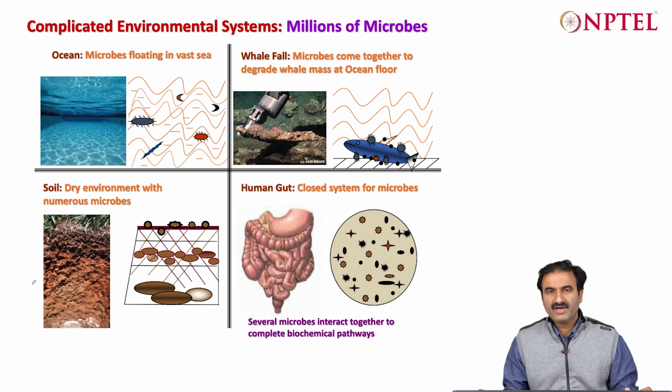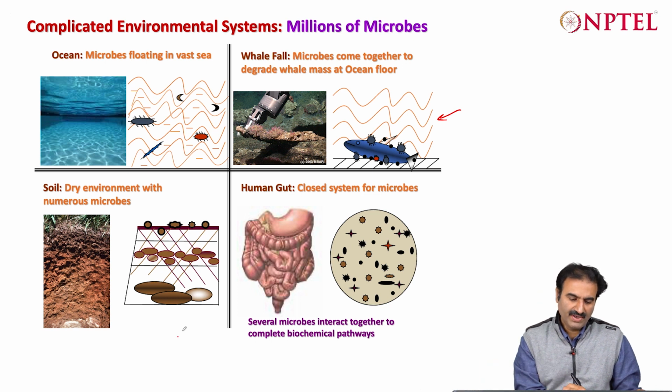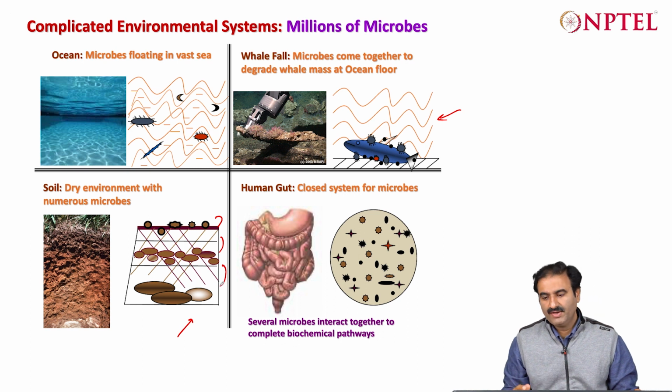And not only these environments, microbes could be floating in the open ocean, or they may be at the bottom of the sea degrading some organic matter, or in the soil where their composition will change according to the depth of the soil, or in a closed system like our gut, which is like a fermenter that takes organic matter from our mouth, degrades it, and then you get the excreta. So basically these complex and different environmental systems can only be approached if we have a culture independent method.